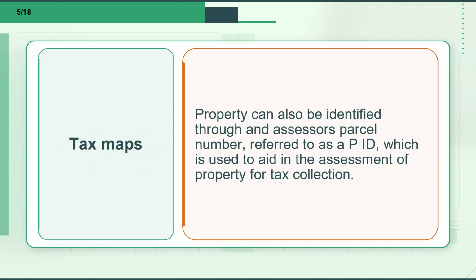Flashcard 5. Term: tax maps. Definition: property can also be identified through an assessor's parcel number, referred to as an APN, which is used to aid in the assessment of property for tax collection.